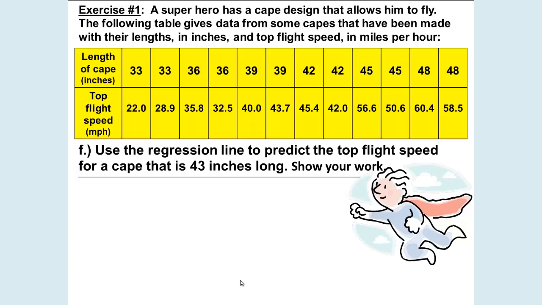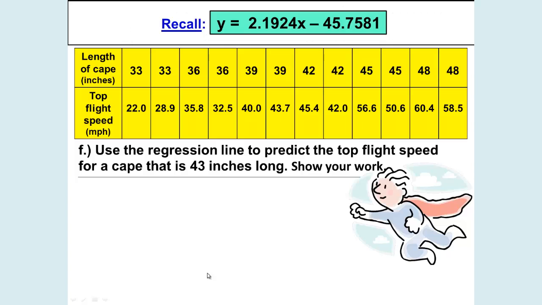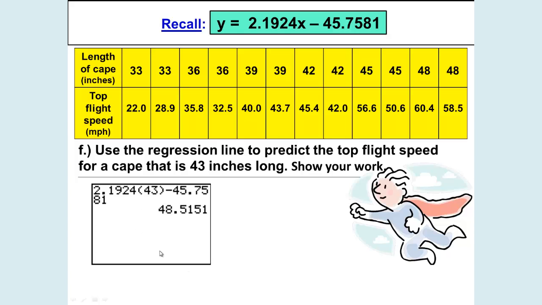Now use the regression equation line to predict the top flight speed for a cape that is 43 inches long and show your work. Remember that we can do that one of 2 ways, and she does have the correct equation here, y equals 2.1924x minus 45.7581. And we will type that in, plugging 43 in place of x.